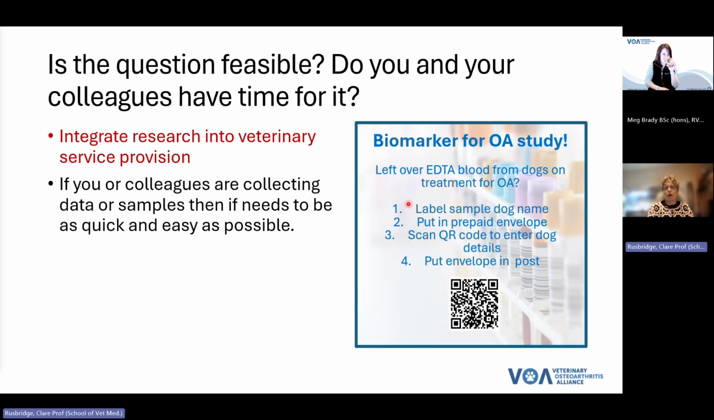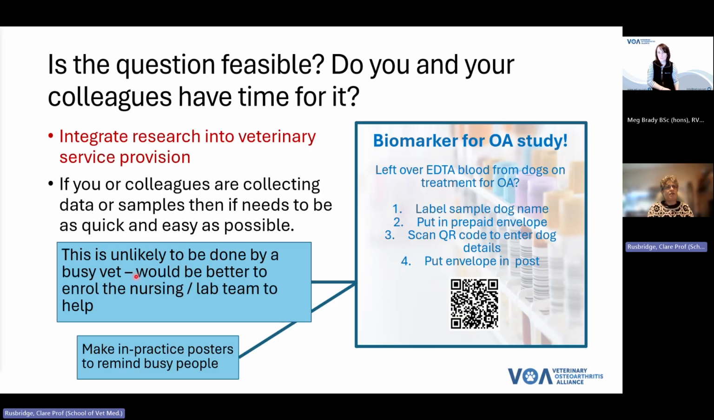And all people have to do is label the sample with the dog's name. This is leftover blood, by the way. That's very important from an ethics point of view. We've got a prepaid envelope in our practice lab. We have to scan the QR code to enter the dog's details and put the envelope in the post. Not very difficult. You would be surprised how nothing gets taken.